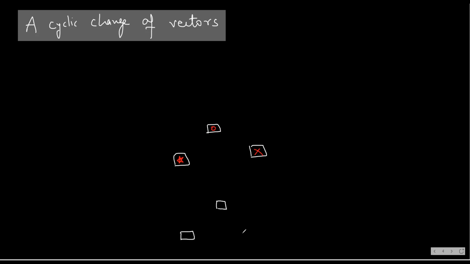Cyclic change. What will happen is the star comes to the place where the cross is. The star will come to the place where you have crossed. So the moment the star moves out from this position, the circle will take this position. Now when the circle is moving out to take the position of the star, the cross moves to the circle position.